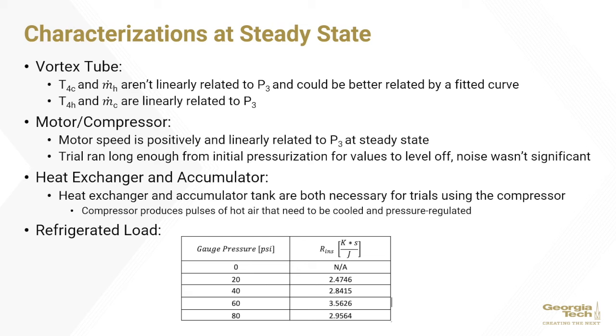For the heat exchanger and accumulator, both seem to be necessary for trials using the compressor, since the compressor produces hot pulses of air that need to be cooled and pressure regulated. Now, the refrigerated load analysis yielded R insulation values for each nominal gauge pressure that range between roughly 2.4 and roughly 3.6.